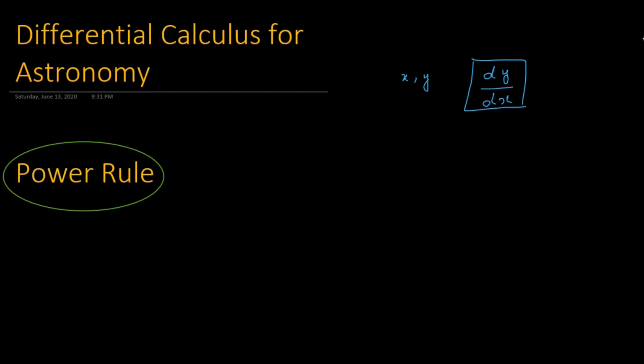I am not going very deep, I am just explaining the concepts that will be used in astronomy. The first rule of differential calculus is the power rule. So what is the power rule? In this case we take a function, y is equal to x raised to the power p, where p is any real constant.